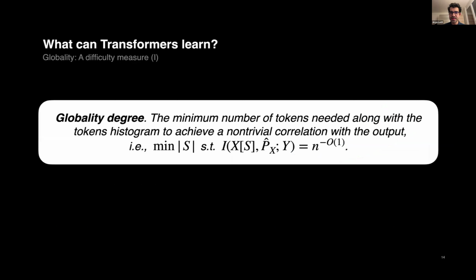Now, to formalize this idea that we need at least n-1 tokens to get something on the output, we define globality degree as a measure of difficulty. It is the number of tokens needed, along with the histogram of the tokens, which we will explain in a few seconds, to achieve a non-trivial correlation with the output label. To put it more precisely, we are looking for the minimum number of tokens such that, if we look at those tokens and the input histogram in general, we can get an inverse polynomial mutual information with the output.